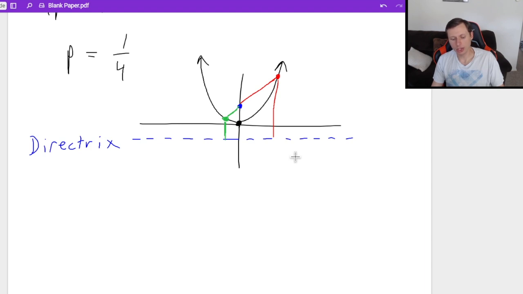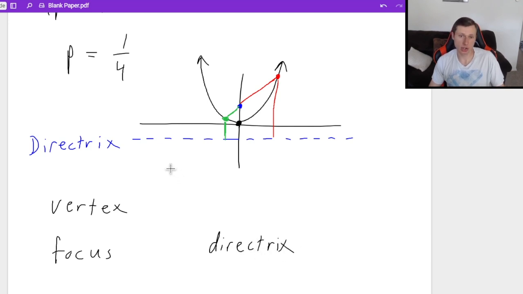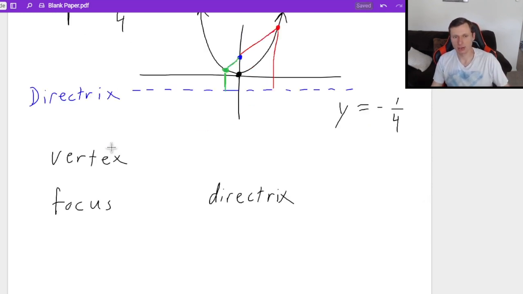Now, what do we need to know for the parabola? Number one, I'd like us to know the vertex. I would like us to know the coordinates for the focus, and I would like us to know the line equation for the directrix. And I say a line equation because this is not the point 1/4 or negative 1/4. This is the horizontal line y equals negative 1/4, because horizontal lines are y equals, vertical lines are x equals. So that's what we're going to be finding, these three things, for the following problems.